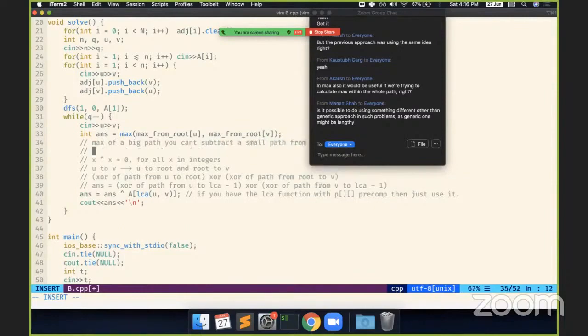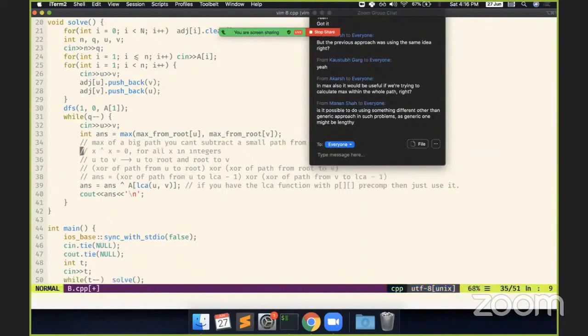But in XOR, you can do that. In XOR, just XOR that small path again. If you have the XOR of a big path, just XOR that small path again, and that will cancel it out. In addition also, you can just subtract that path.